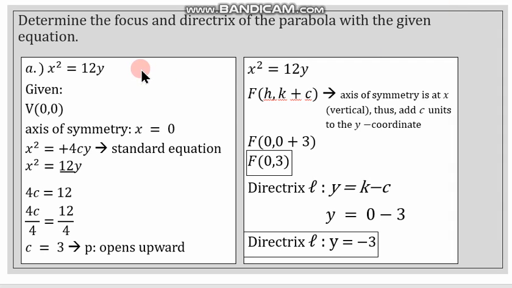Determine the focus and directrix of the parabola with a given equation. So x squared is equal to 12y. And then the given is at vertex 0, 0 and axis of symmetry x is equal to 0.